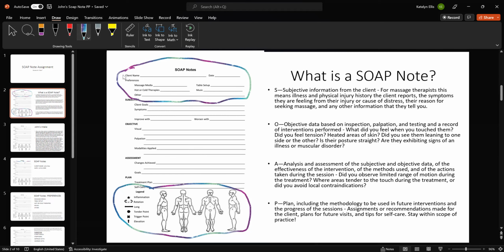Now, the last thing here is this other section. You absolutely want to put important information here. Maybe the client was weird. Maybe the client asked for a happy ending. Maybe you noticed something really concerning, like hand-shaped bruises all over the client. True story. Maybe you found out about an allergy and put it here.